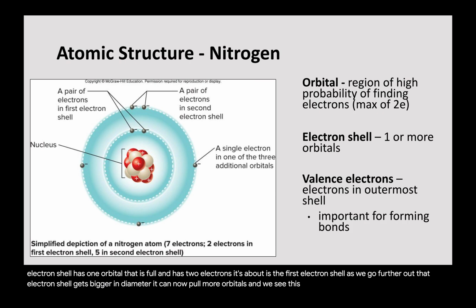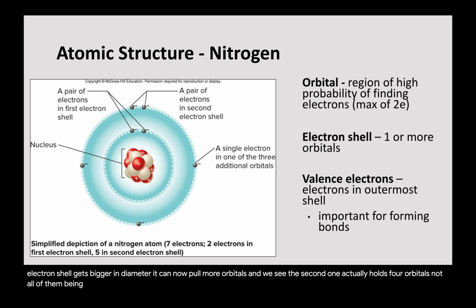And we see the second one actually holds 4 orbitals, not all of them being full in the case of nitrogen. Only that top one is full, right? But it could hold up to 8 electrons in those 4 orbitals.